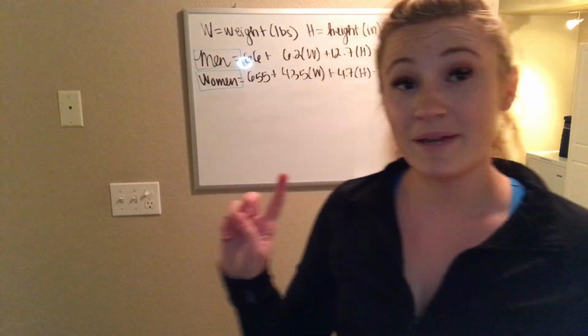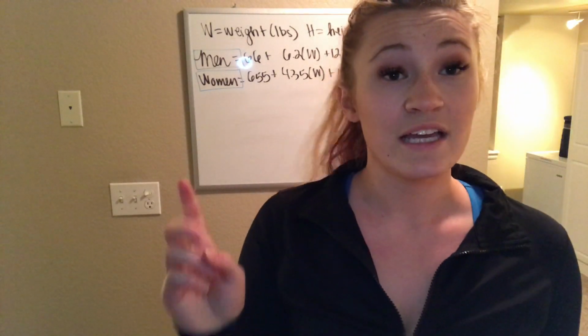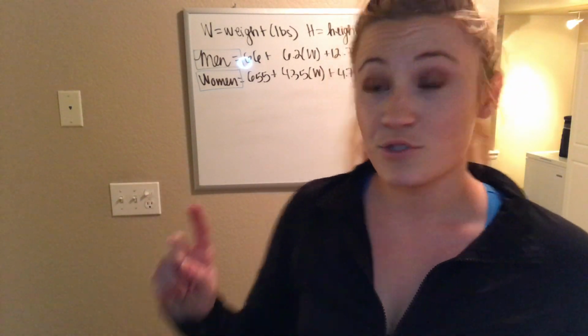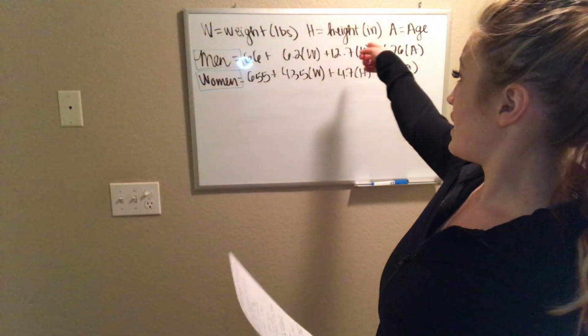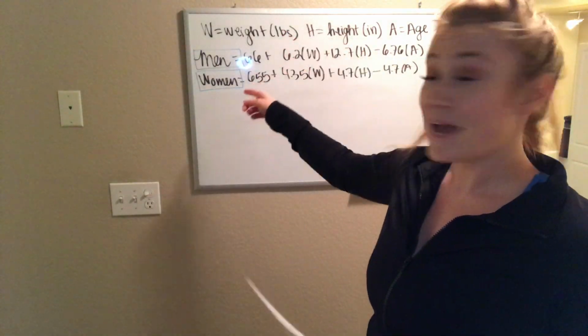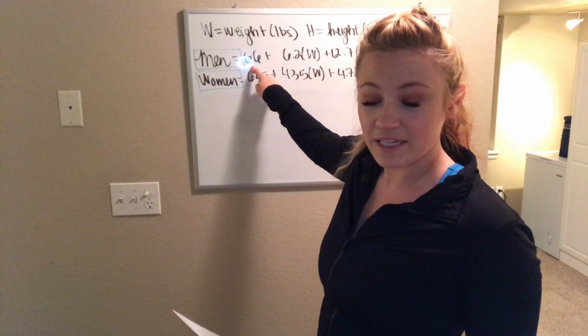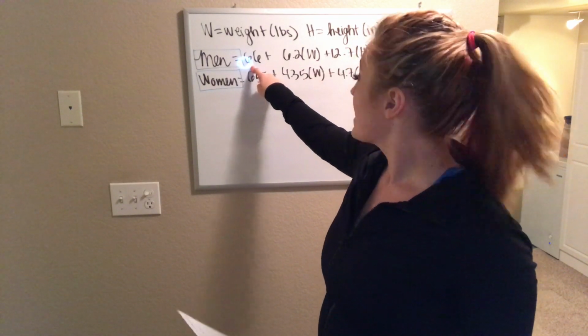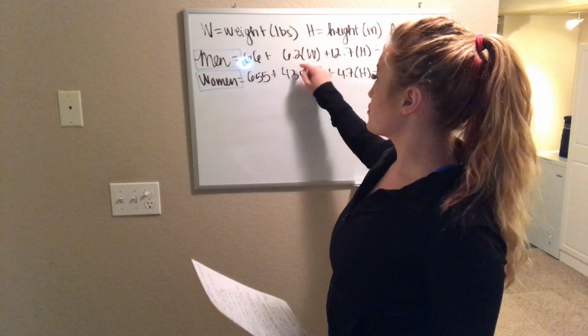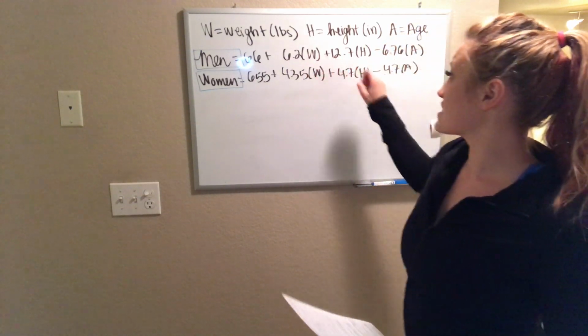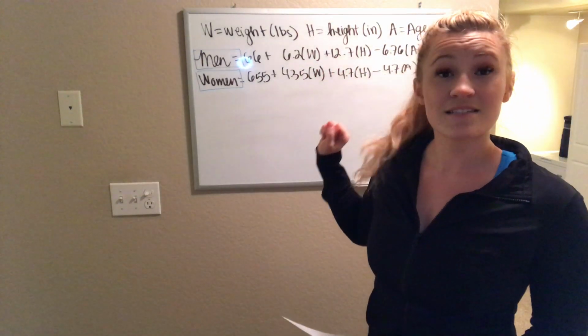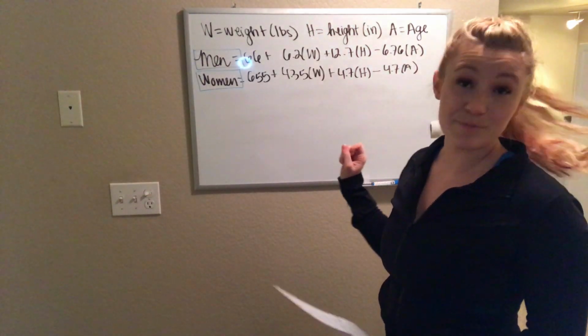So for men and women, it's different. It also includes your weight, your age, and your height. So these are variables: weight, height, age. And for men, the calculation, this is called the Harris-Benedict equation, and it's 66 plus 6.2 times your weight plus 12.7 times your height minus 6.76 times your age.